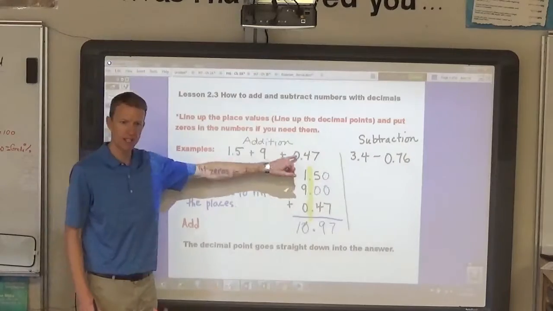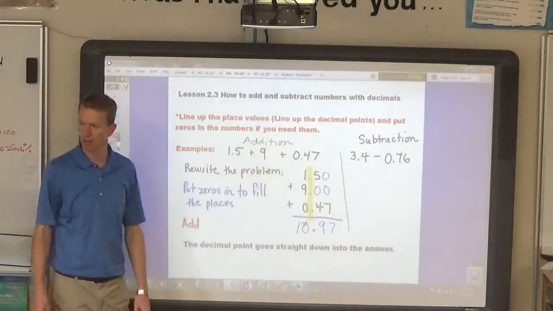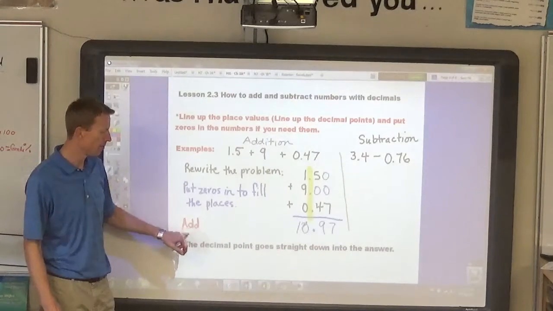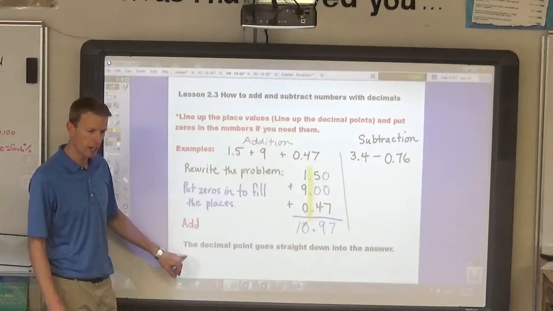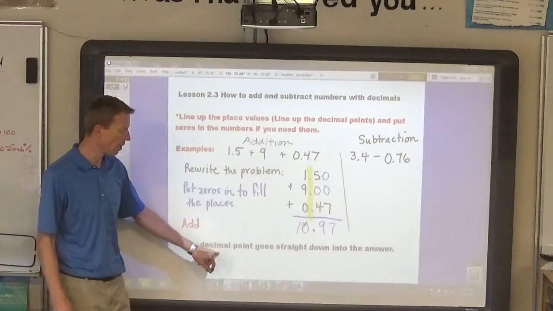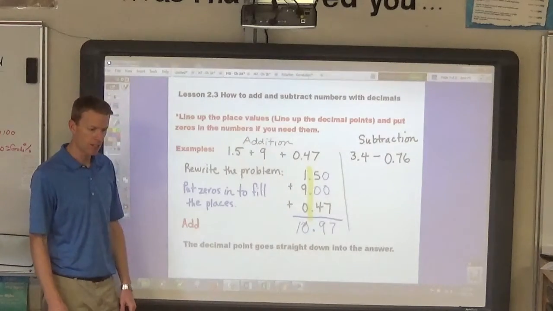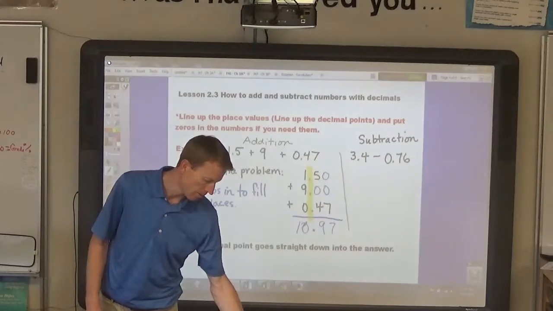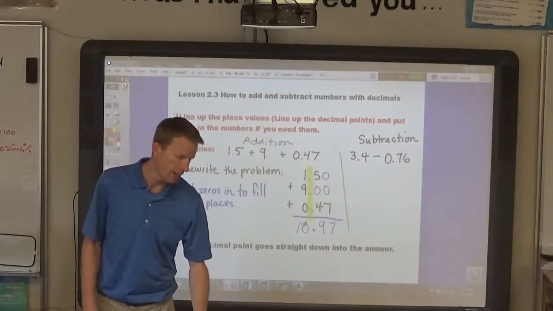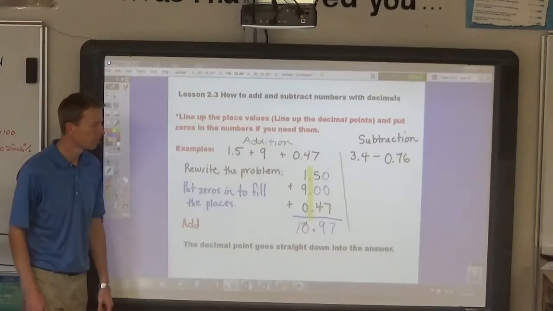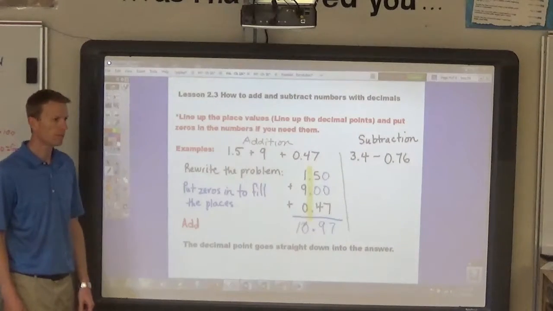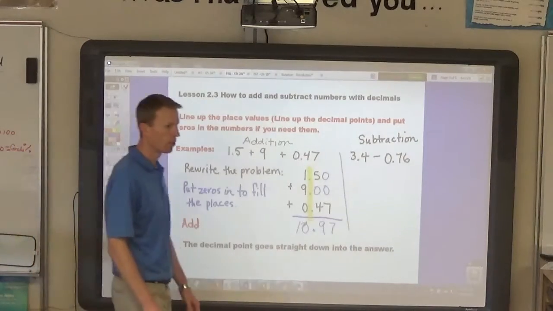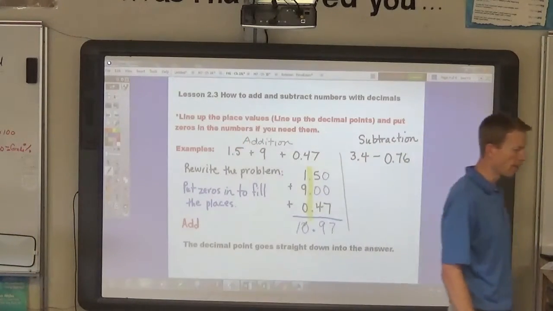Any questions on these, on adding? Yes? Are we going to write down the example? Yeah. Okay. Yep, write these down. Make sure you write down, put the decimal point straight down into the answer. Okay, write down this example. And we're going to do a subtraction example next.